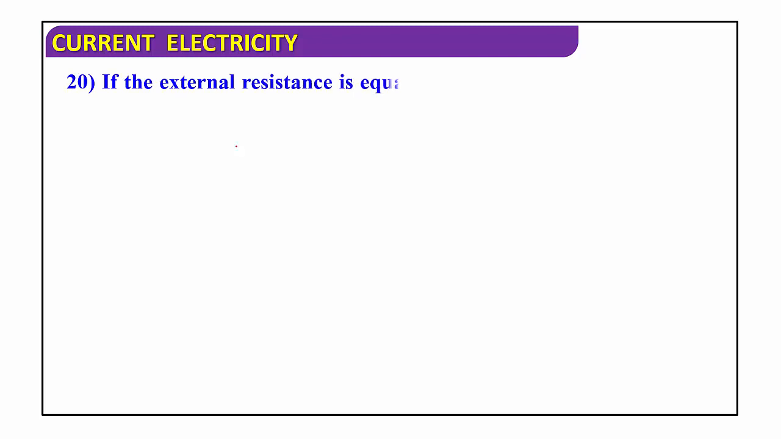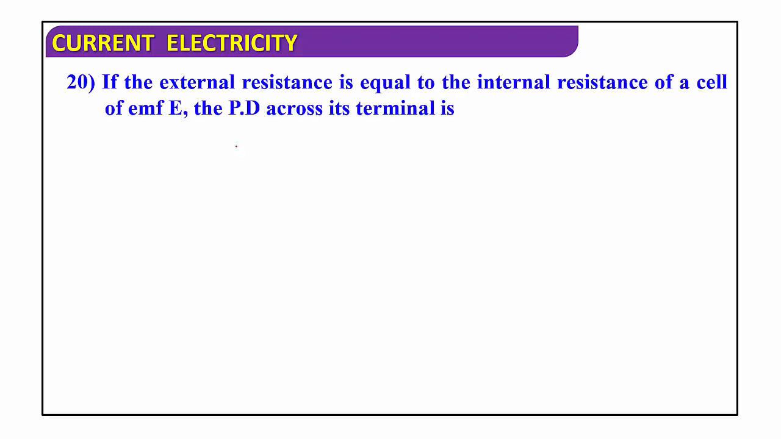Come to the 20th question. If the external resistance is equal to the internal resistance of a cell of EMF E, the potential difference across its terminal is. External resistance is equal to internal resistance. It means capital R is equal to small r. Yes, they had given 4 options.